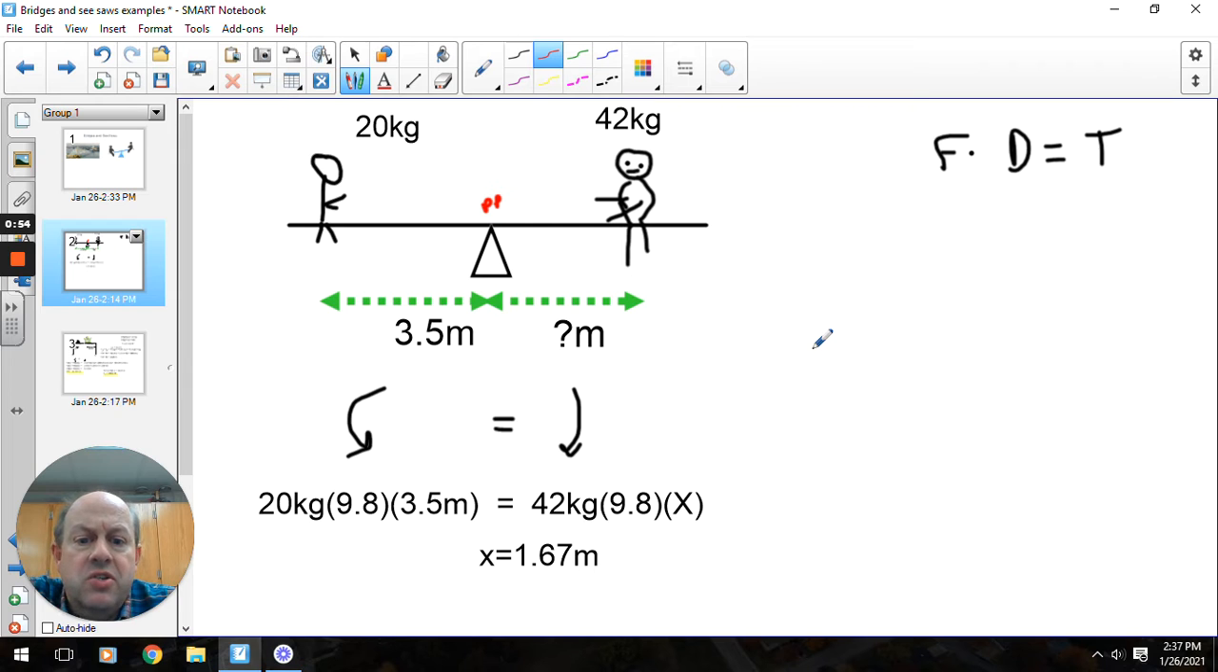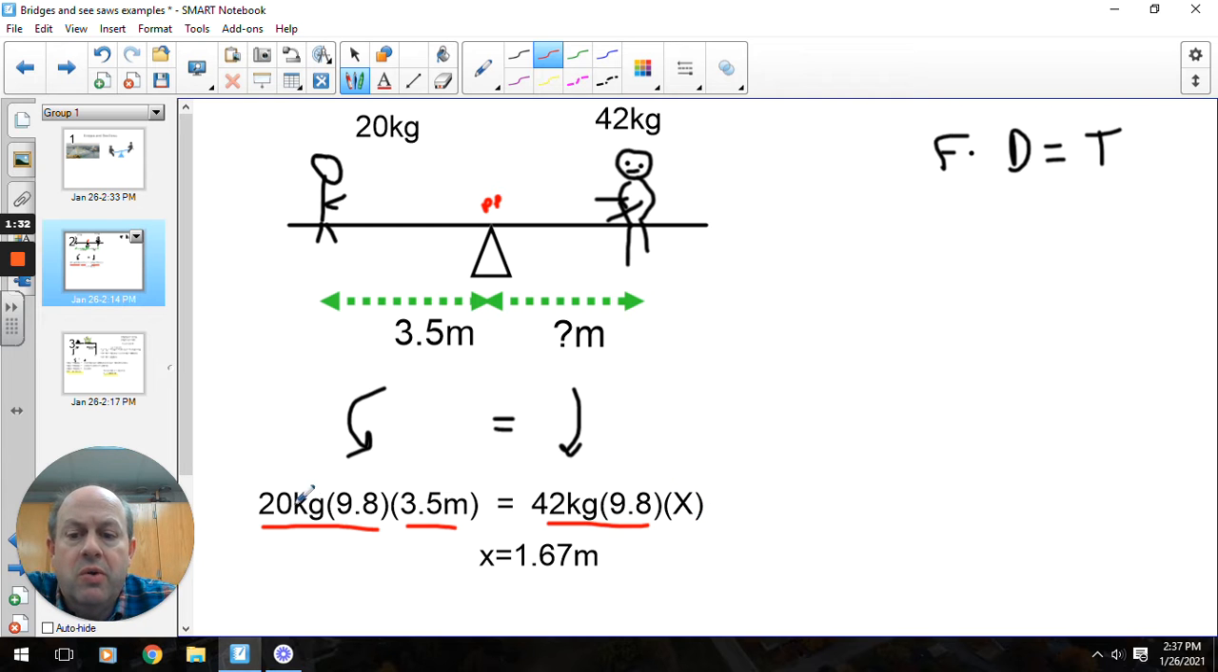Our second condition of rotational equilibrium means all the clockwise torques have to equal all the counterclockwise torques. So we can set the clockwise torque caused by this person here equal to the counterclockwise torque caused by this person there, and then solve. Torque is force times distance. Our force would be our force of weight on each side, times the distance from the person to the pivot point.